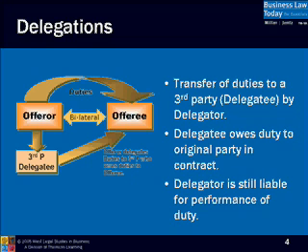There are some important rules about delegation of duty. Even though I delegate my duty to mow lawns to these college students, ultimately, who's responsible?